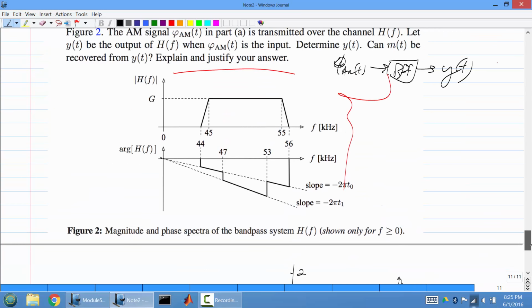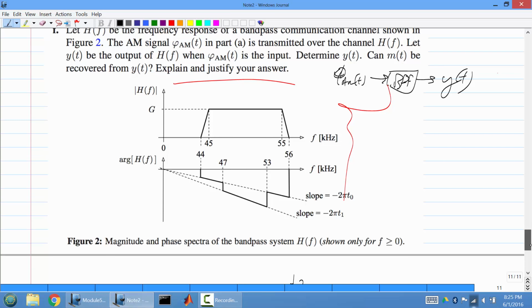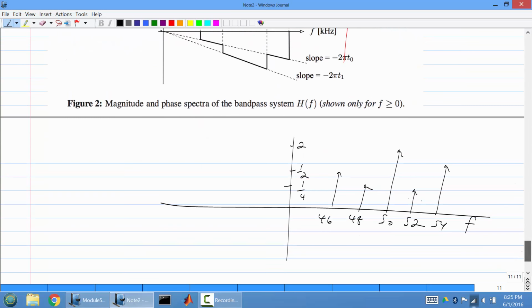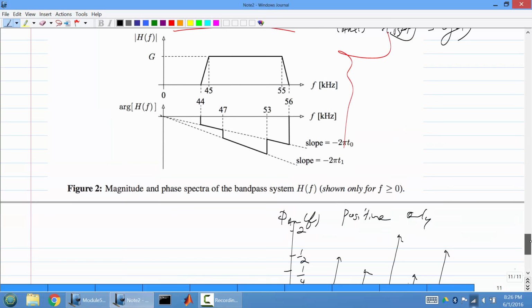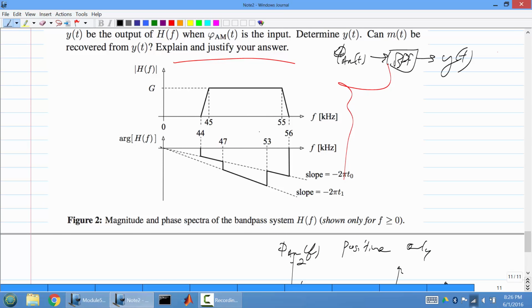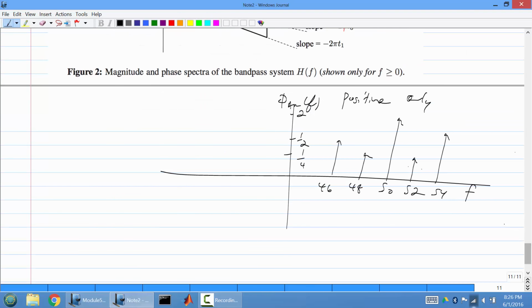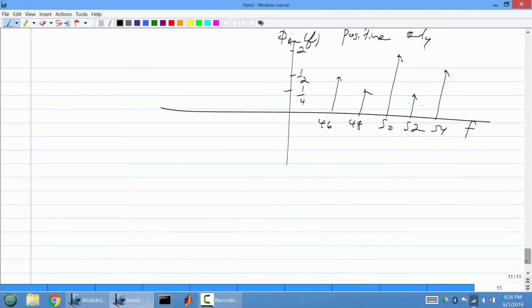All right, so what you have to do now is figure out what the original message is. So this is the amplitude modulated spectrum. I'm just showing the positive only. Okay, and then I have to pass this through a filter, and then I have to see what the actual output is. So let's go case by case here.